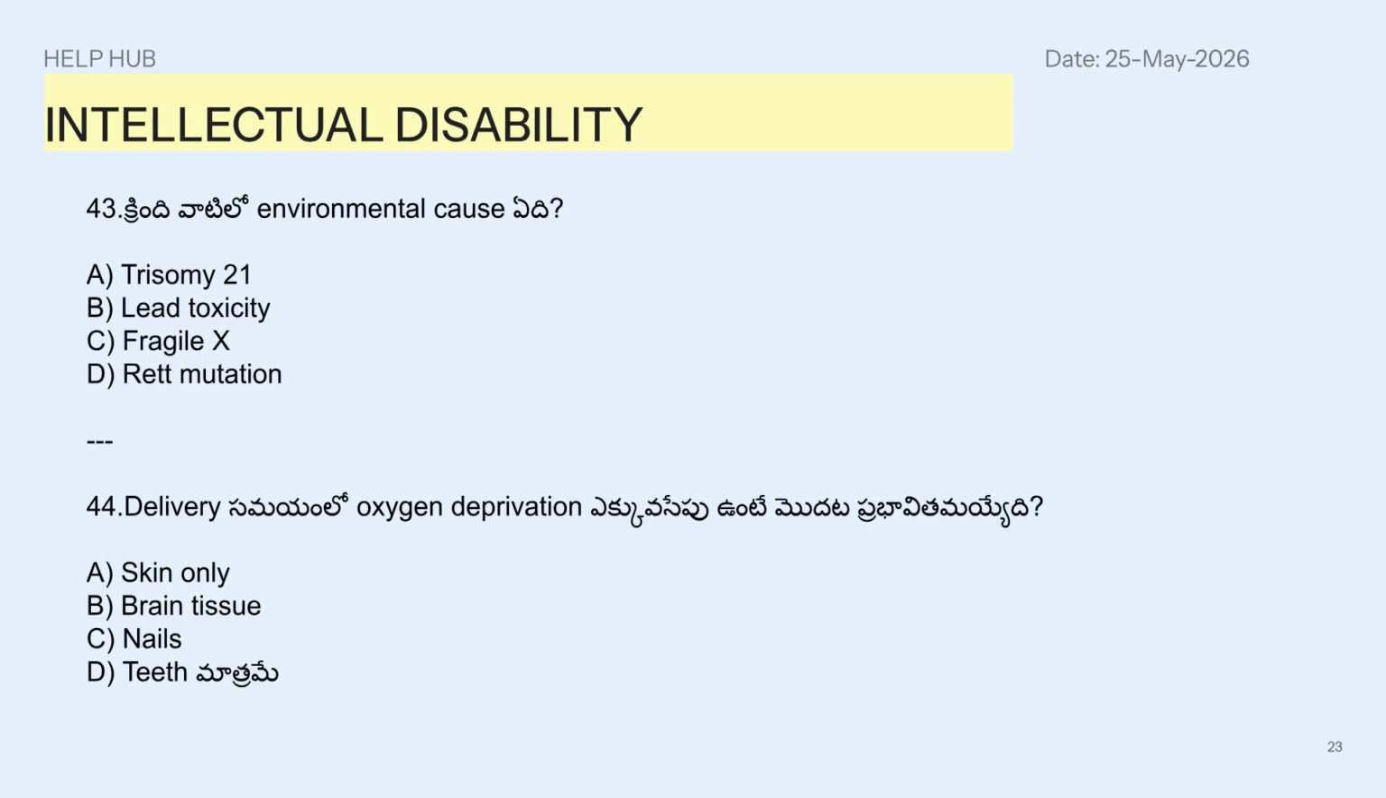Question 43. Which of the following is an environmental cause? The answer is B, lead toxicity. Question 44. Which is primarily affected by prolonged oxygen deprivation during delivery? The answer is B, brain tissue. Question 45. What is the correct example of multifactorial etiology? The answer is B, genetic plus environmental interaction.